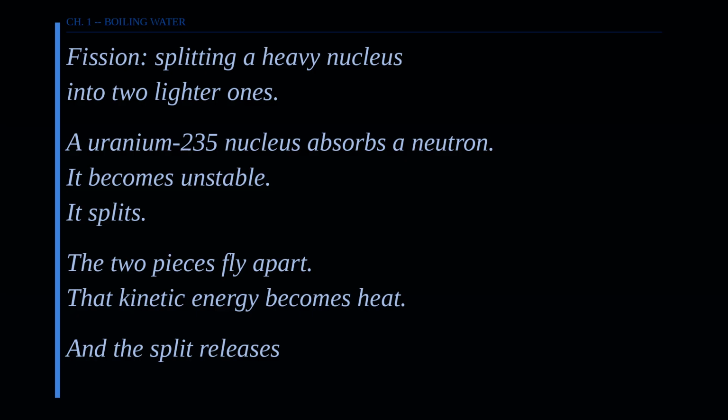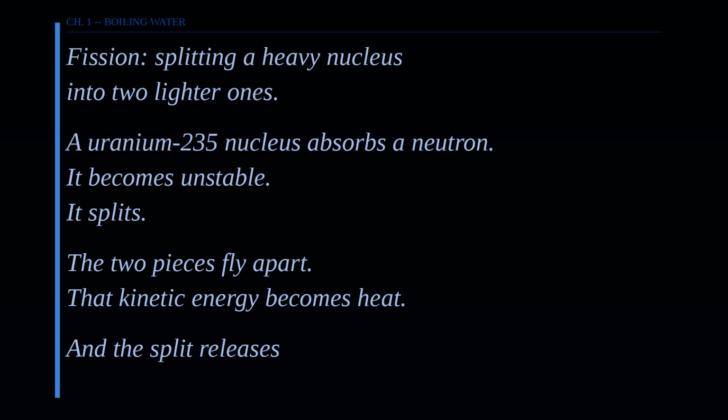When a slow-moving neutron is absorbed by a uranium-235 nucleus, the nucleus becomes unstable. It oscillates and deforms, and within about a trillionth of a second it splits into two smaller nuclei, typically something like barium and krypton, though many different products are possible. The two pieces fly apart at very high speed. That kinetic energy is quickly absorbed by the surrounding material as heat. This is where the thermal energy comes from. This is what eventually boils the water.